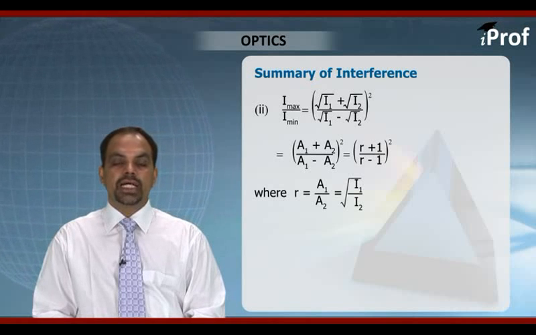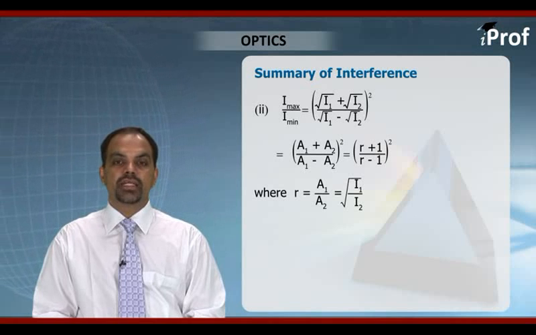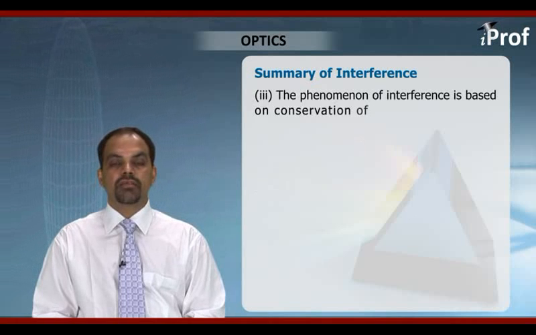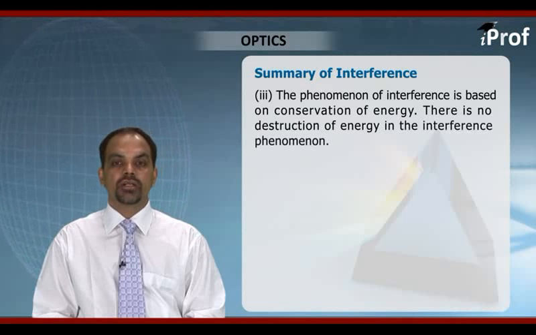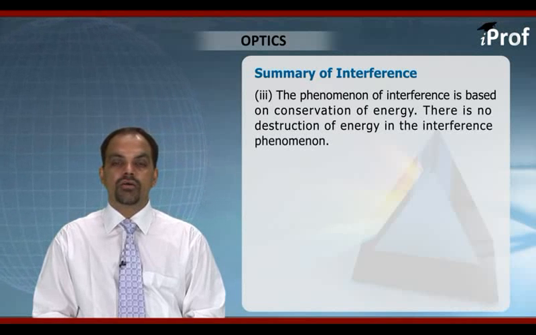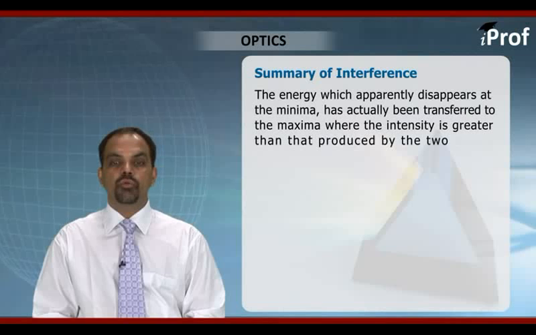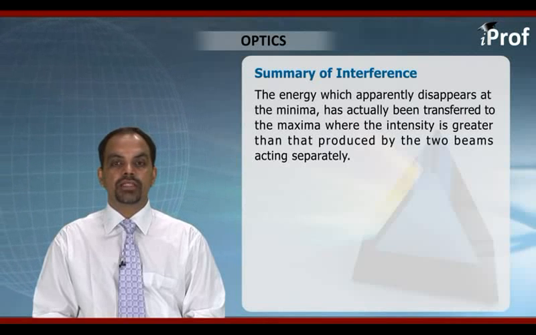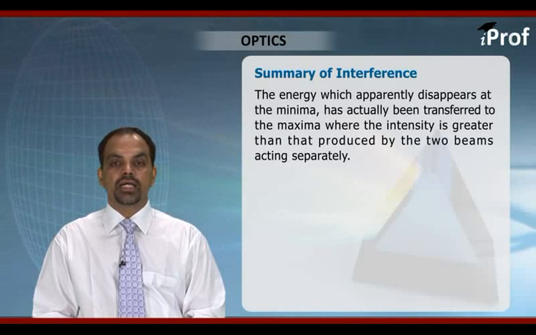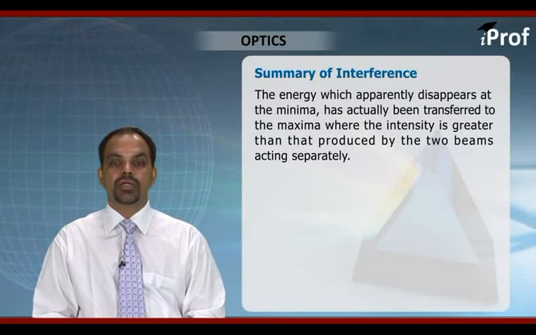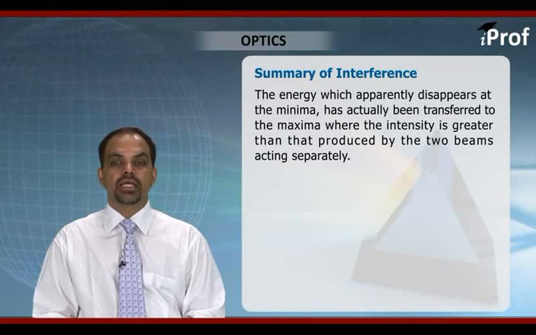The second point that we have to consider, as we said in the beginning, is that the phenomenon of interference is based on conservation of energy. Now there is no destruction of energy in the interference phenomenon. The energy which apparently disappears at minima is actually transferred to the maxima, where intensity is greater than the intensity produced by the two beams separately.